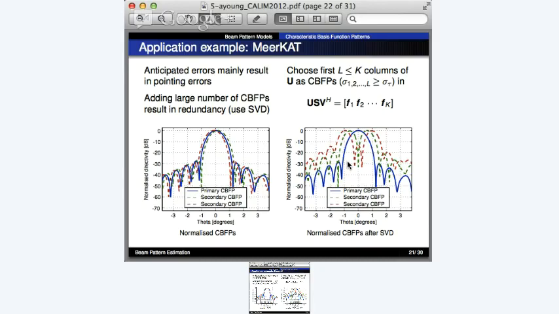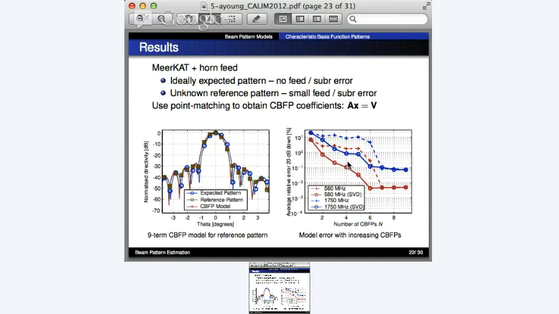So here we just show the results of the accuracy that we can obtain with this method, and again just using point matching in this case to solve for the coefficients. So on the left, the blue line is the expected pattern, and the green one is the reference pattern. And then the CVFP model pattern using the 9 models is the red one. So the difference is quite small and only really visible on the scale from around minus 30 or minus 40 dB. And on the right-hand side, we show how the model error decreases with the number of CVFPs.